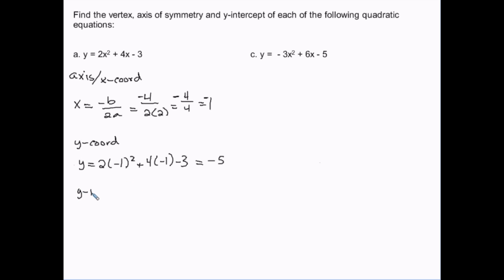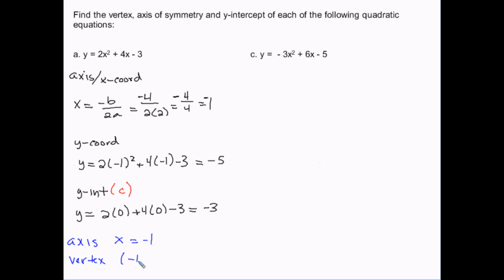And to get the y-intercept, I'm going to plug in 0, which will give me negative 3. So essentially the y-intercept is c. So my axis of symmetry is x equals negative 1. My vertex is the point negative 1, negative 5, and my y-intercept is negative 3.